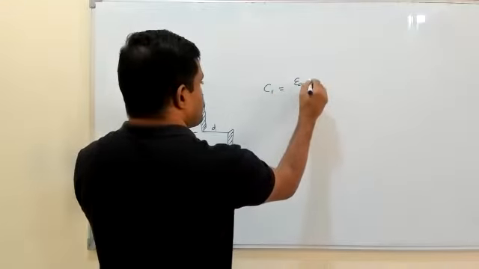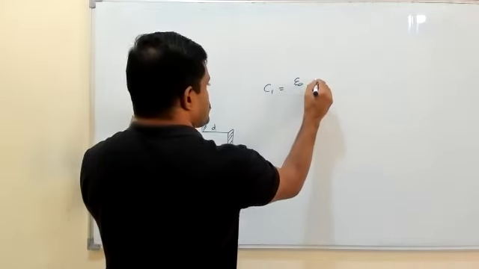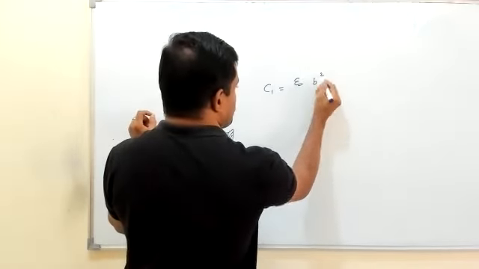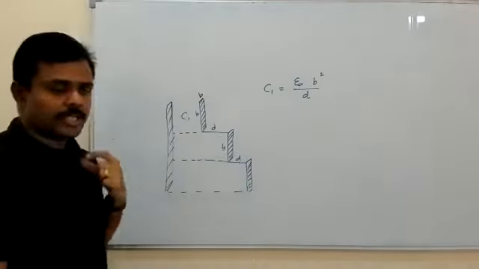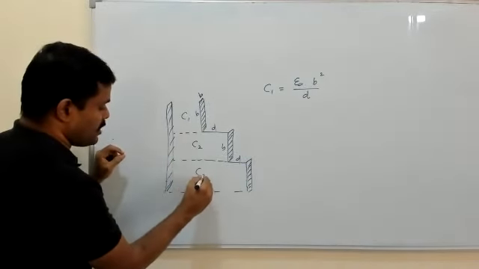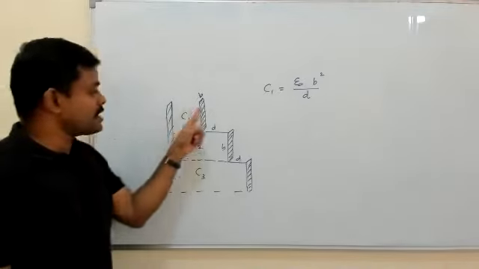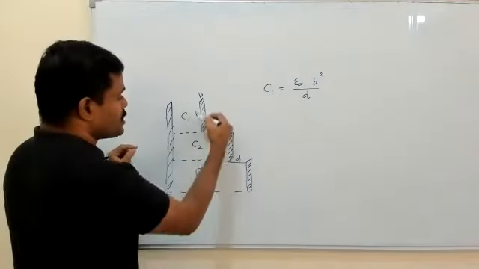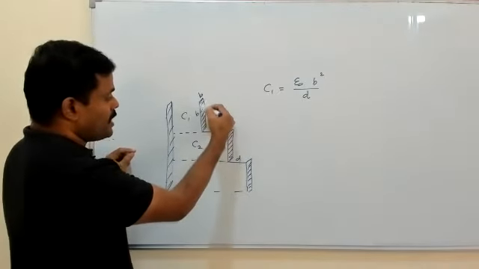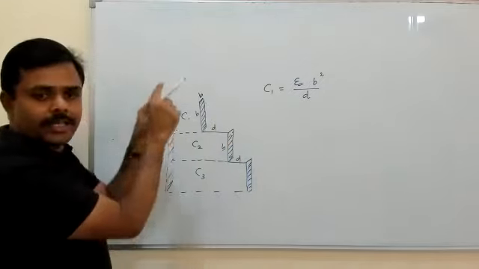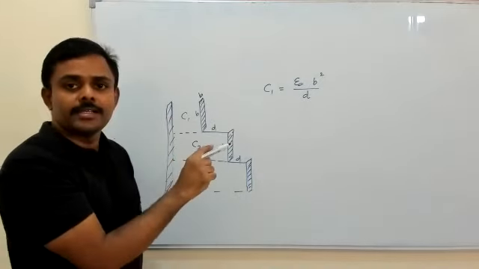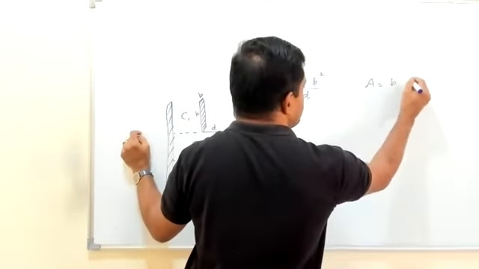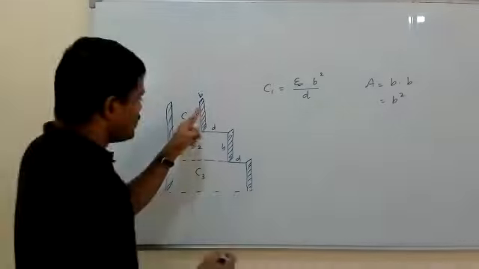C1 is equal to epsilon 0 A. What is area? Area is B square divided by D. Did you understand? I'm taking 3 capacitors here, C1, C2, C3. Look at this. C1 is the first capacitor, epsilon 0 A by D. What is the area of this plate? One side is B, the other side is also B. It is a square, so area will be side into side. That is B square.